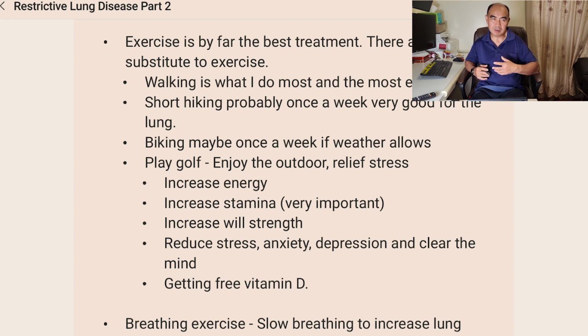I know I don't have the same lung capacity as any other normal people, but building up your stamina, your body would require less and less oxygen, and you can function just exactly the same way. So exercise is really my go-to treatment for now.